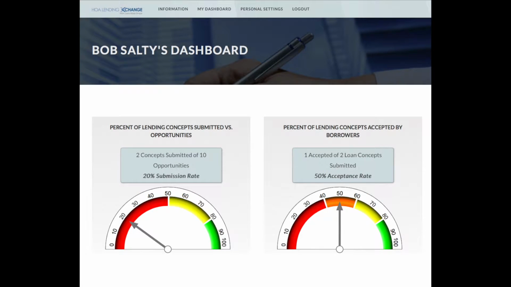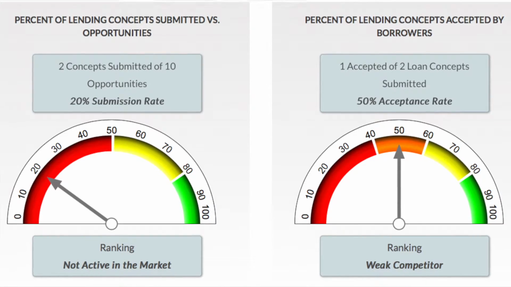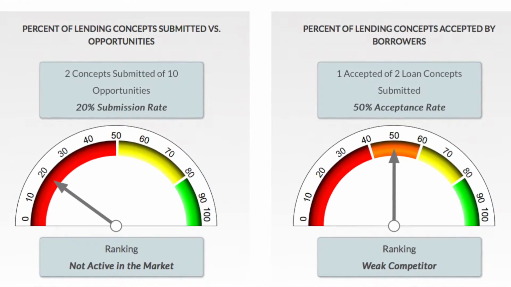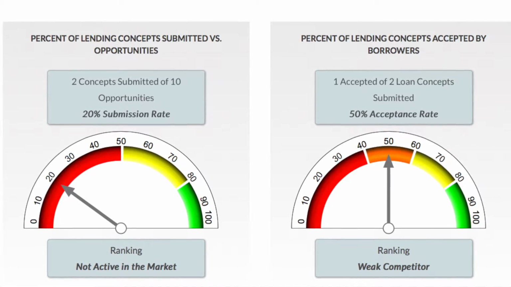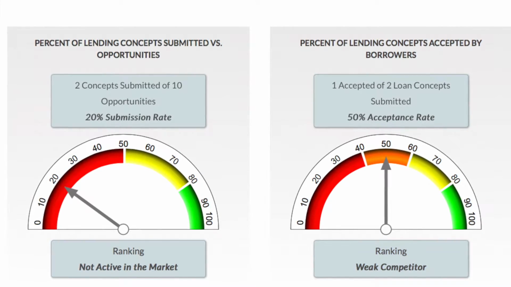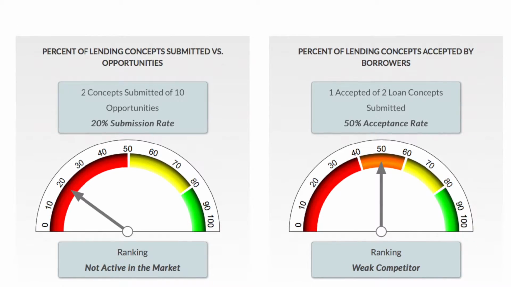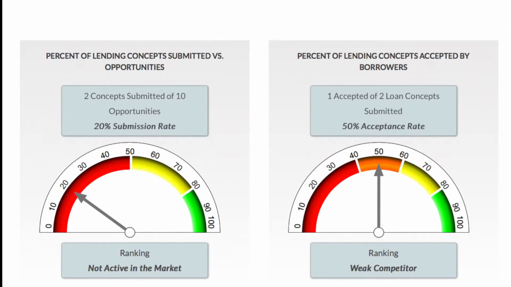Your HOALendingXchange dashboard has been custom built for you and will greet you each time you log into the system. At the top of the dashboard are two gauges. These gauges are important tools to track how well you are performing based on the opportunities presented. The gauge on the left measures how many opportunities you responded to versus how many were presented to you. Remember that the opportunities presented to you are based on the universal lending limits set up in the very beginning. The gauge on the right measures how many borrowers selected the loan concepts you presented versus the number you submitted. This is a measure of how competitive your offers have been perceived by the market. As you use the HOALendingXchange system, the indicators on these gauges will show how active and competitive you are in the market. Active and engaged lenders will strive for top performance and keep their gauge needles in the green.